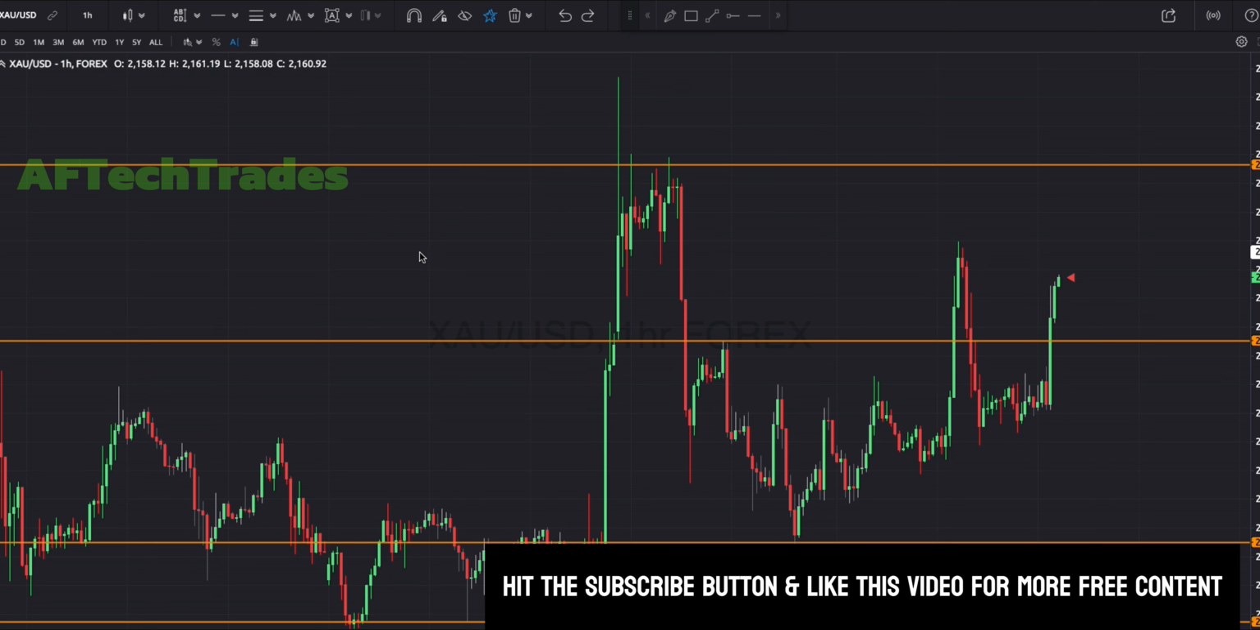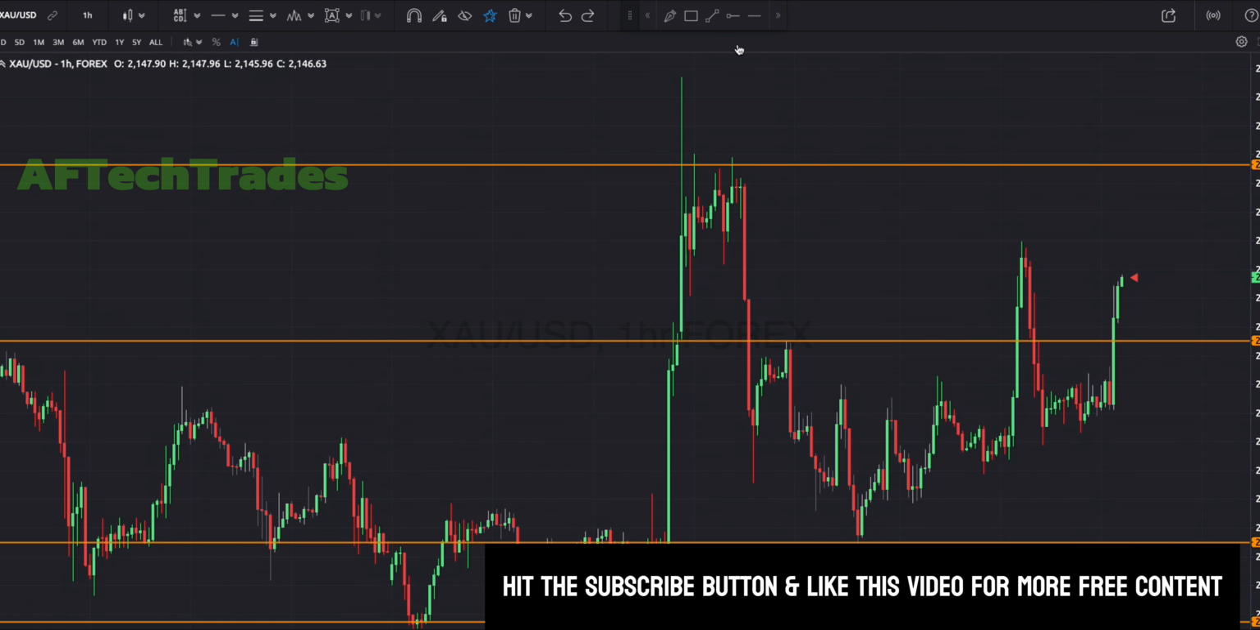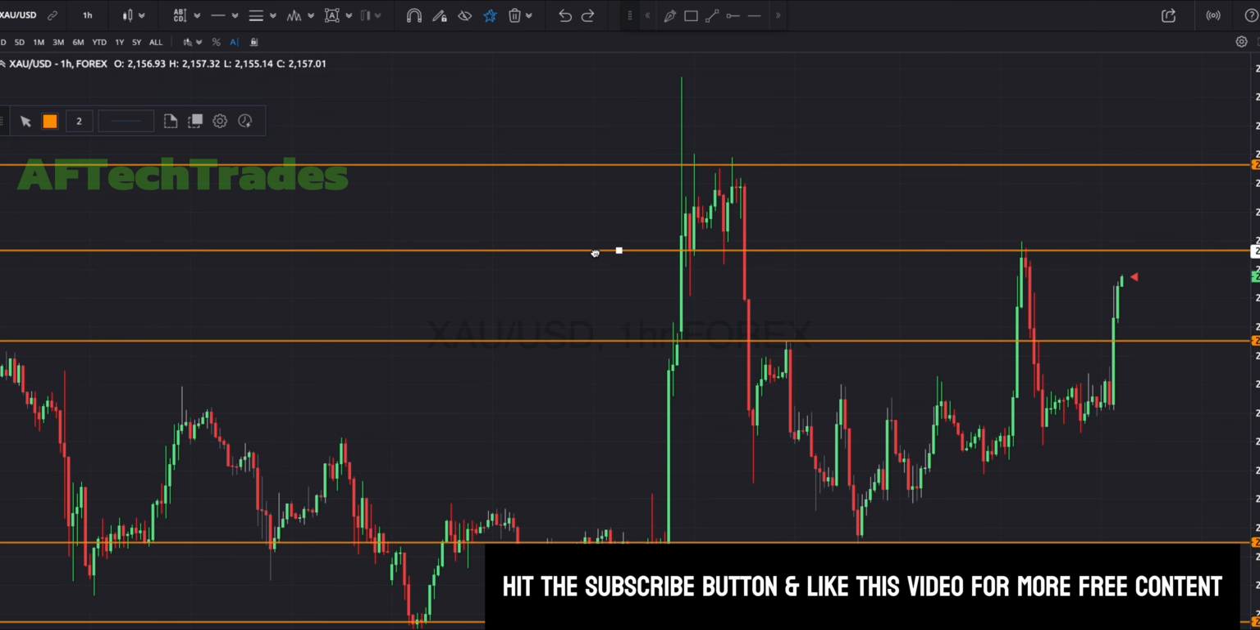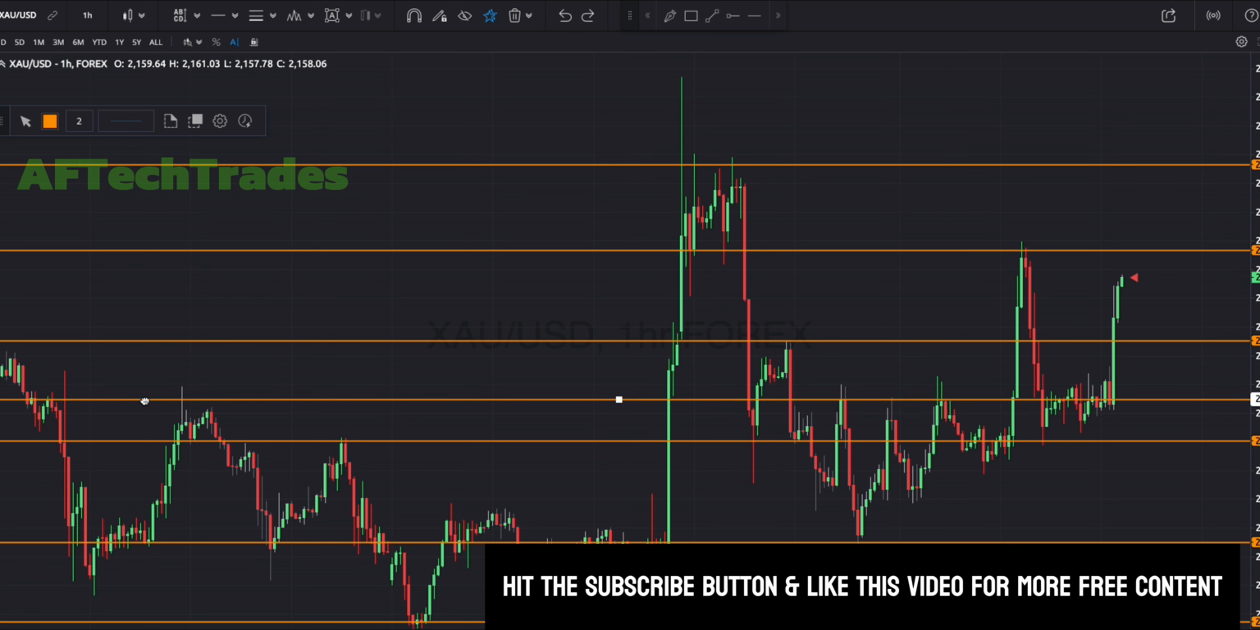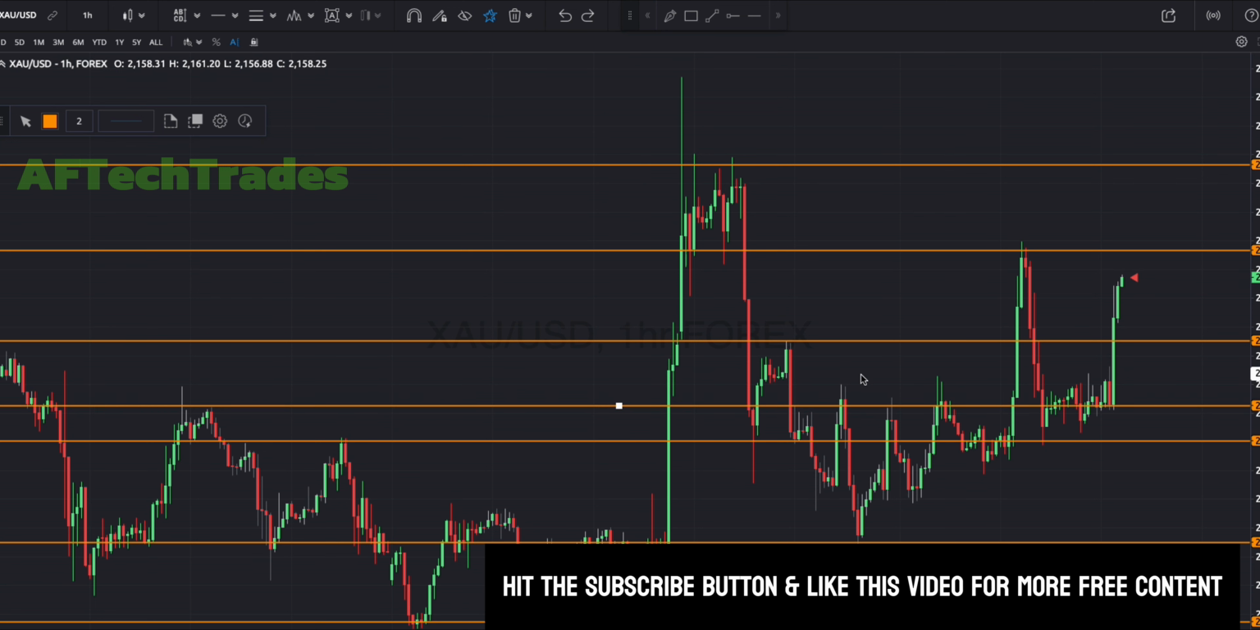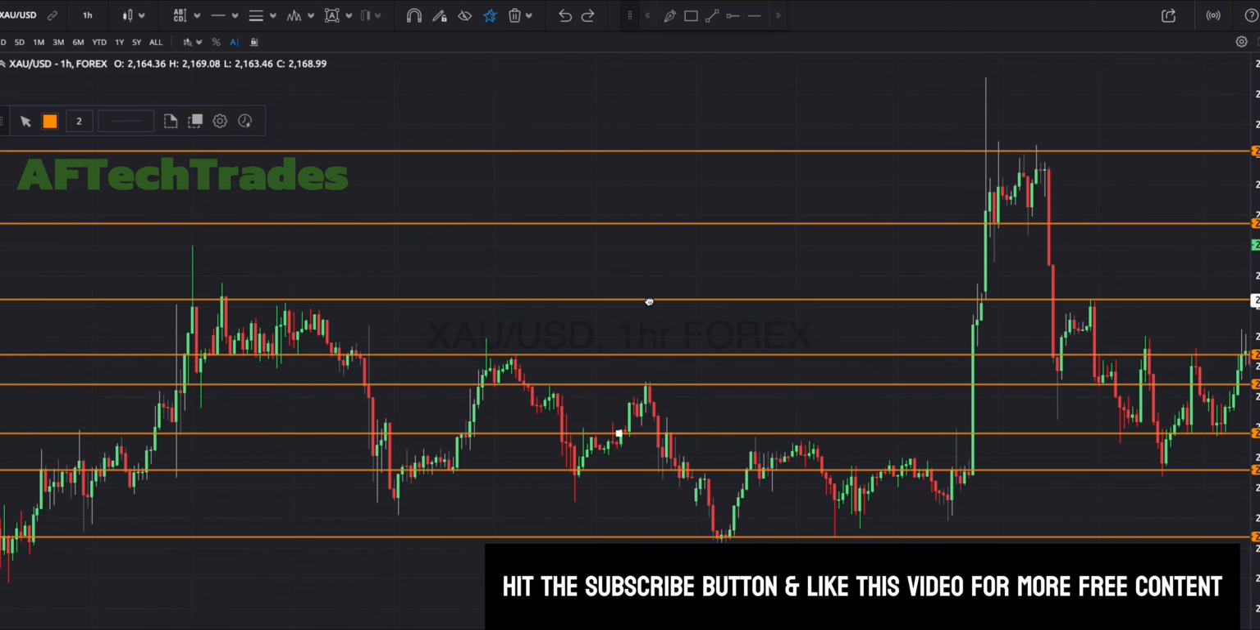So now on the 1 hour chart, we want to mark out more zones. Let's mark out more zones as much as we can.